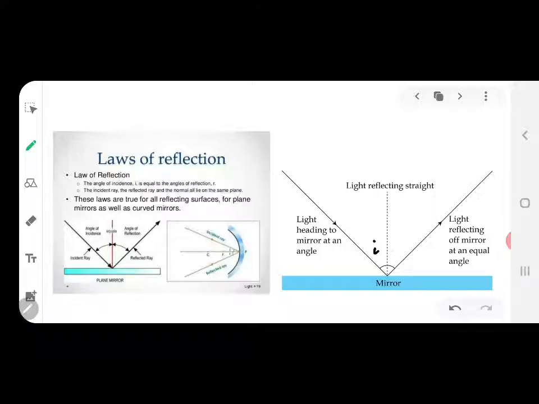So in this diagram, if I mark the angle of incident ray as I and the angle of reflection as R, then as per the law of reflection, angle I is equal to angle R. These two laws of reflection hold good for any type of mirror, whether it is a plane mirror or a spherical mirror.